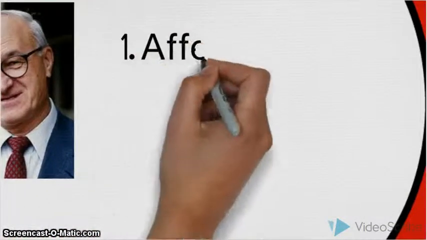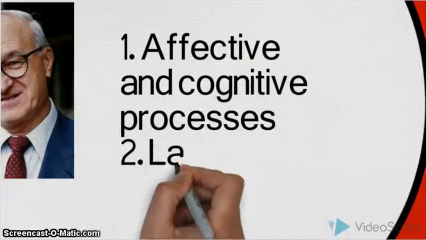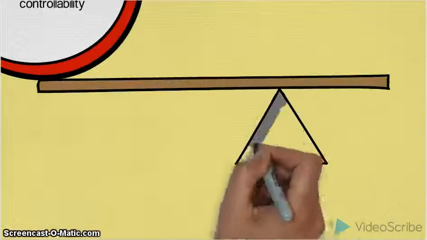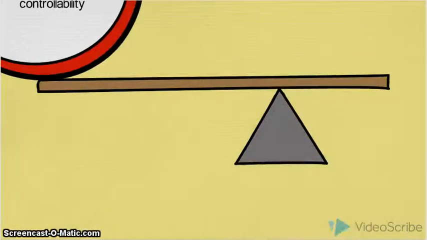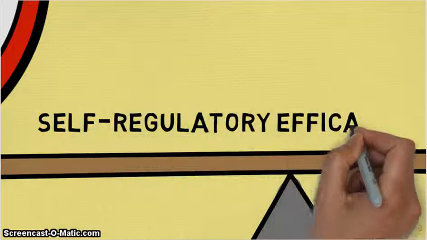It is evident that I do not have control over my thoughts. I lack controllability, and for this reason my stress and anxiety are reflected externally. Therefore, I need to strengthen my self-regulatory efficacy in order to increase my control over my emotions.